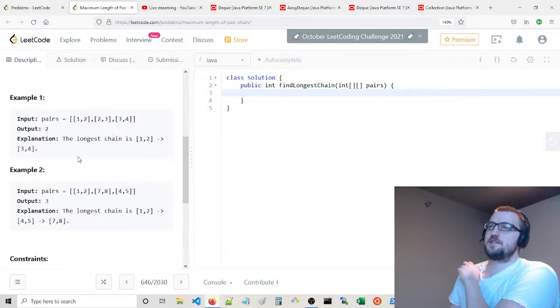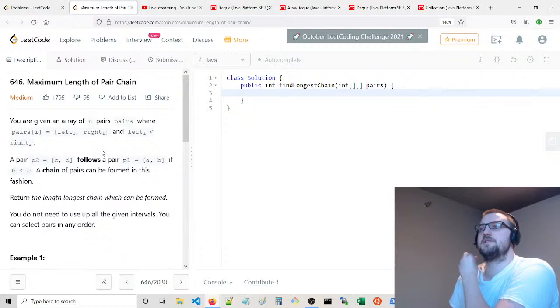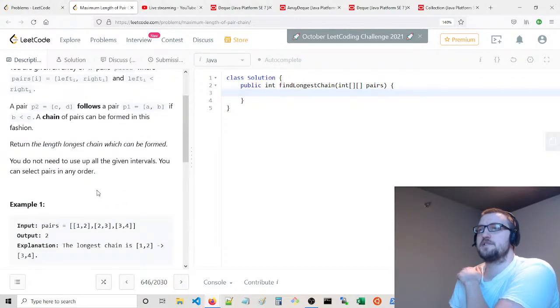Okay, I don't immediately have an answer. This kind of makes me think of a topological sort for some reason. Those are my first thoughts.